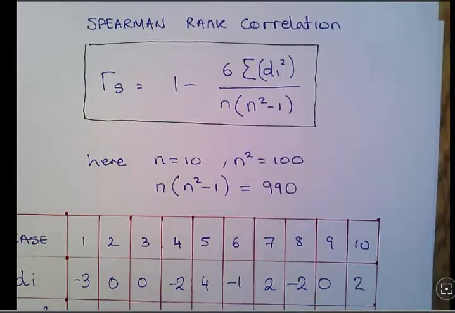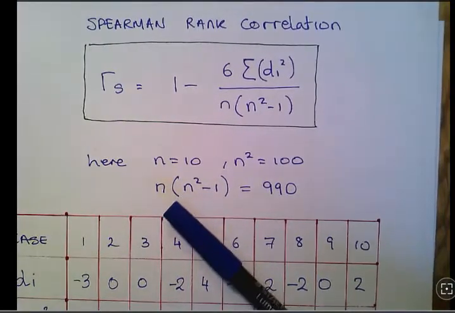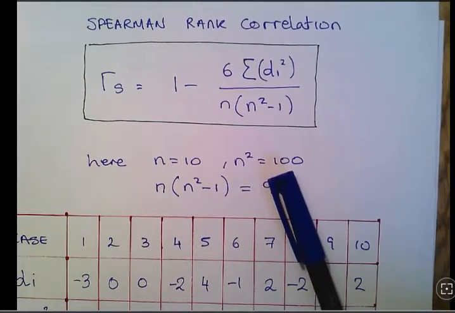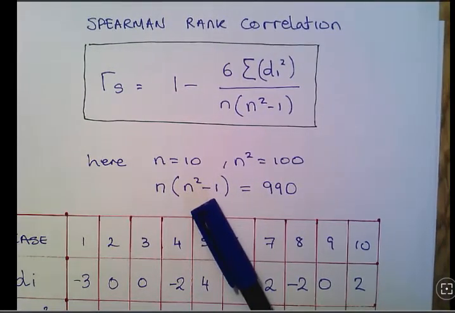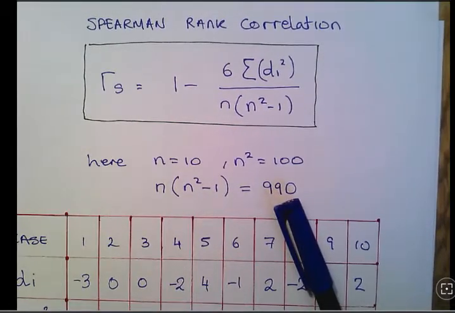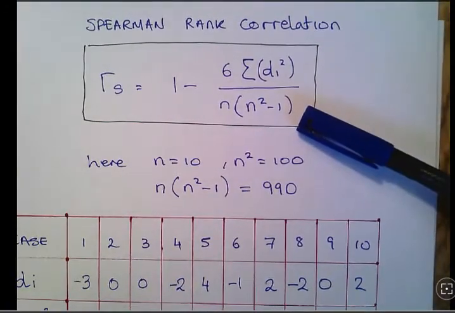Now this is a very straightforward calculation. The n squared minus 1: n is 10 in this case. n squared equals 100, 10 squared. n squared minus 1 is 100 minus 1, which is 99. And 10 times 99 is 990. So that's the denominator part taken care of.